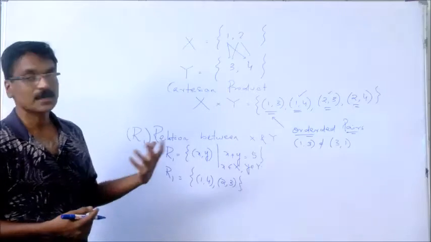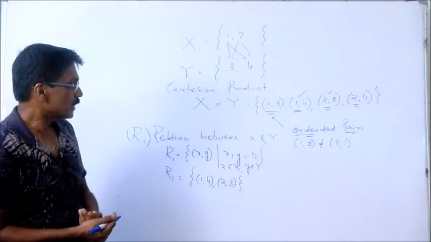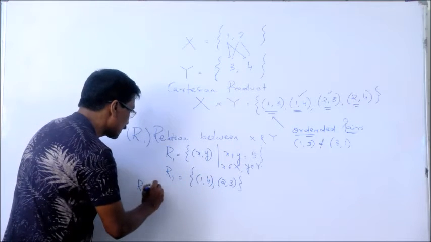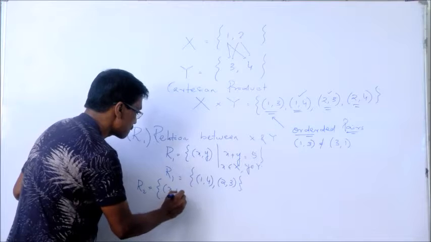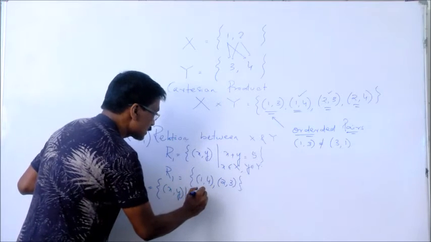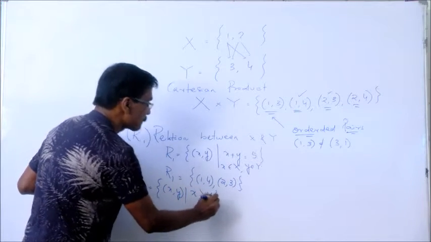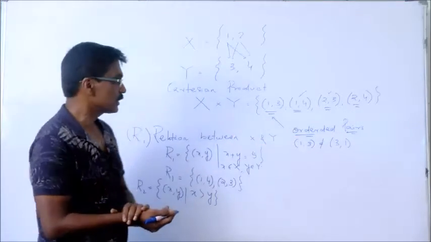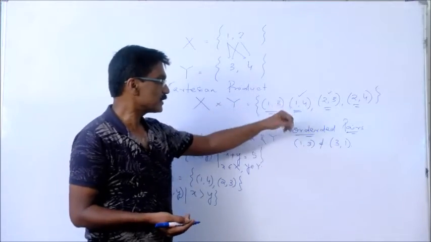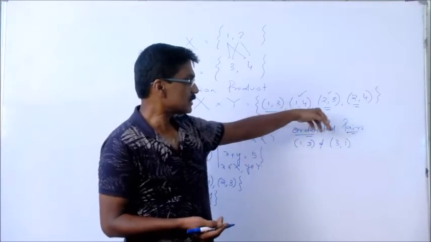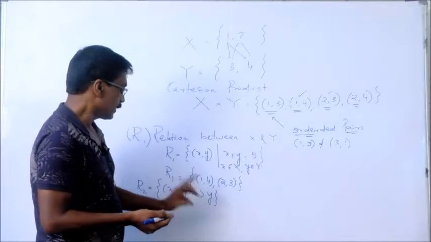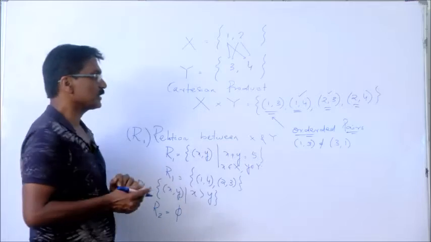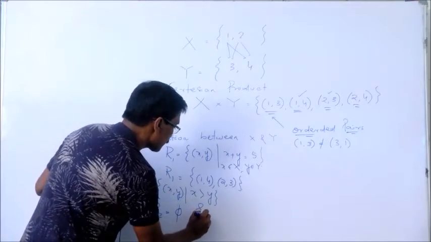Similarly, we can take another example of a relation between x and y. Suppose R2 is the set of (x, y) such that x is greater than y, where x is an element of the x set and y is an element of the y set. Out of these elements, none has x greater than y. So, obviously, R2 is equal to phi, which is called an empty relation.